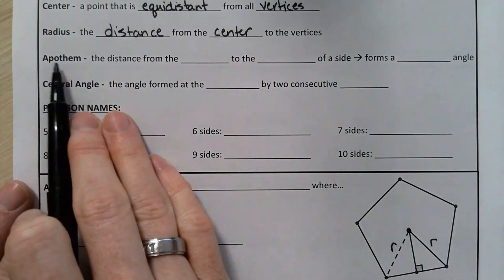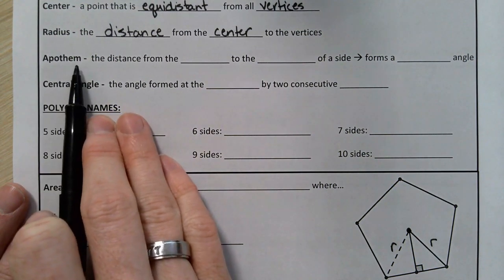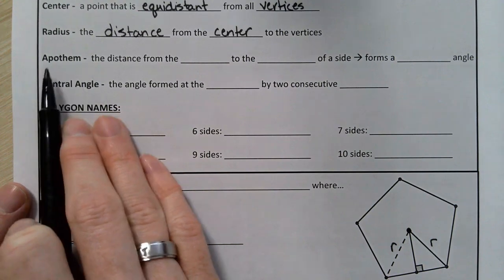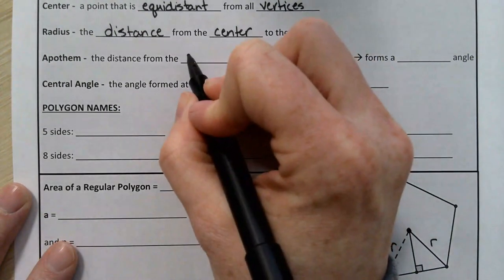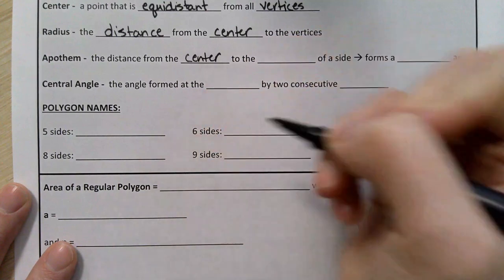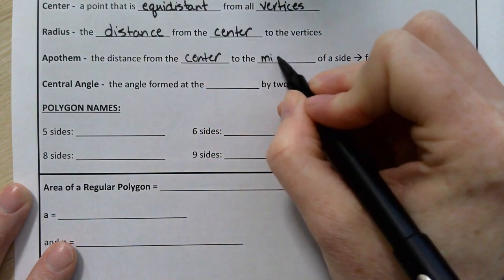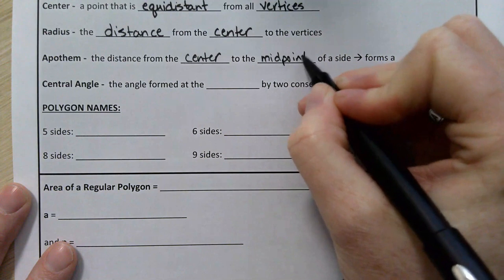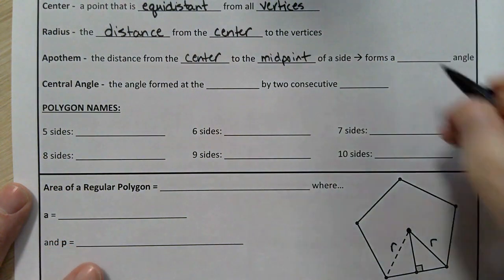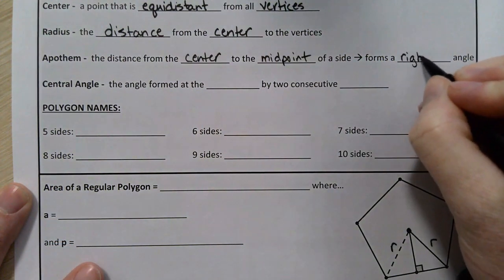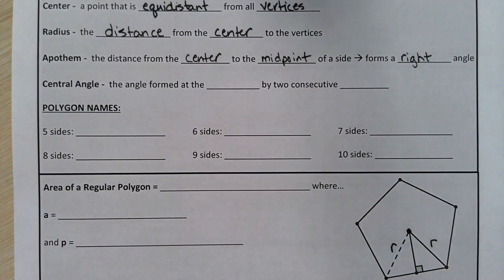Next up is something called the apothem or the apothem. I've heard people say it both ways. That's going to be the distance from that center point still, but instead of traveling to the vertex, we're going to travel to the midpoint of a side. And when we do that, it forms a right angle with that side.